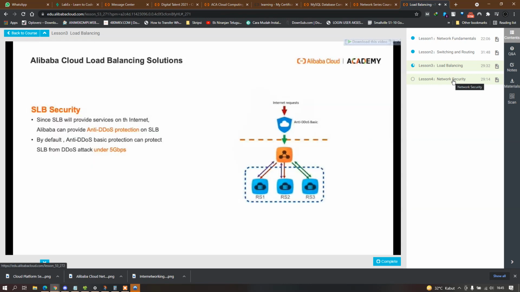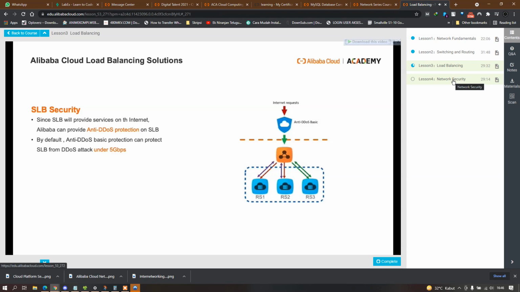Okay. So after we have talked about the features previously, we can see that most of the features also exist in the traditional hardware-based load balancer. So on this page, there is a feature, or we can say an advantage, that the SLB has but the traditional load balancer doesn't have, which is the security protection provided by Alibaba Cloud.